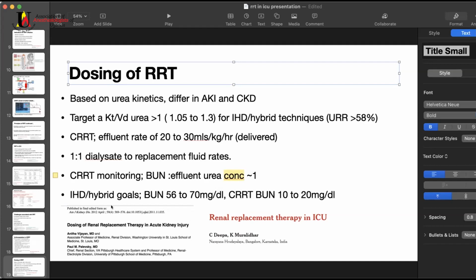And then in the hybrid, some studies were looking at BUN of 56 to 70 pre-dialysis. That is for people who are getting daily runs of, let's say, SLED. The morning BUN they were targeting was less than 70. With CRT, typically around steady state, BUN may range between 10 to 20. And that's when you can try and actually use a formula to work out the effectiveness.